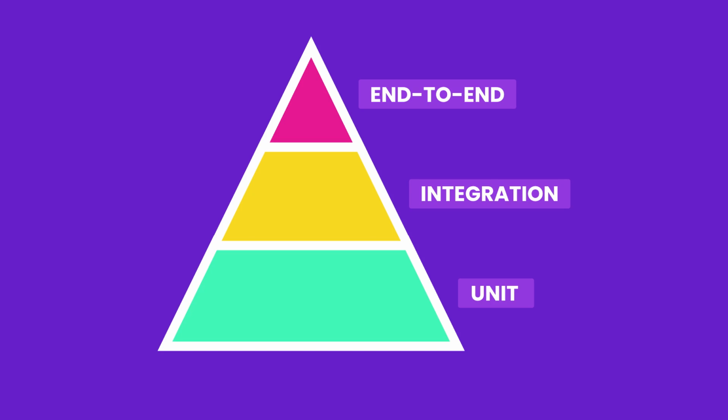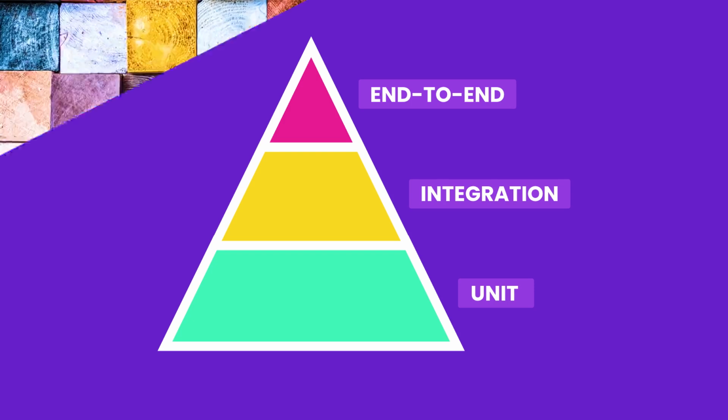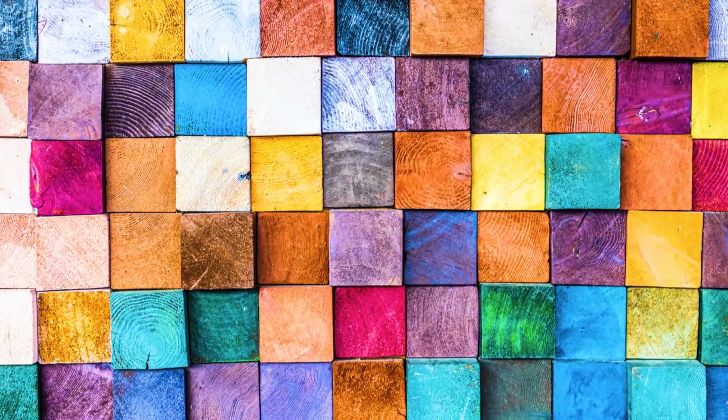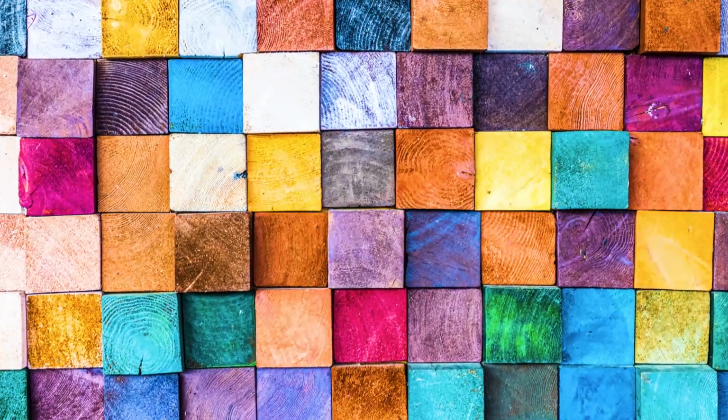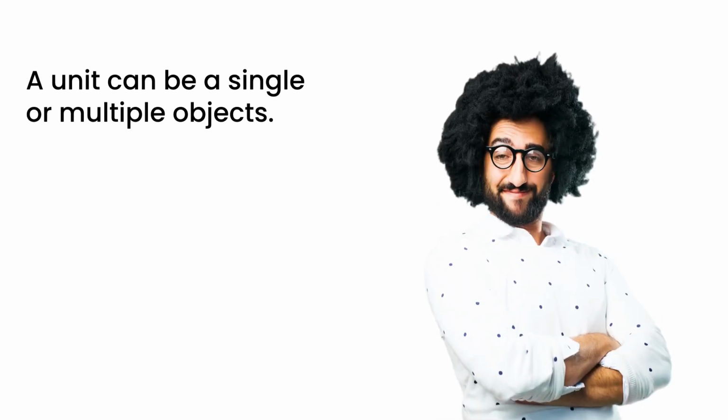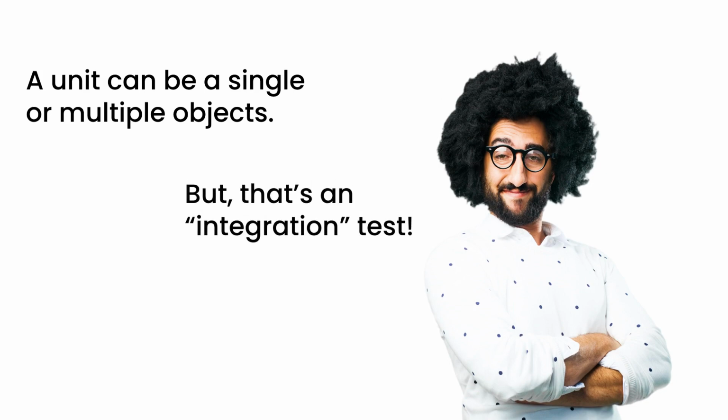In this course, our focus is purely on unit tests. But what is a unit really? Well, a unit can be whatever you want it to be. As long as we don't touch any external resources, such as databases and web services, we're still writing a unit test. We can test a single object or multiple objects together. Some people argue that if a test touches multiple objects, it's no longer a unit test. It's an integration test. Well, you can call it anything you want.